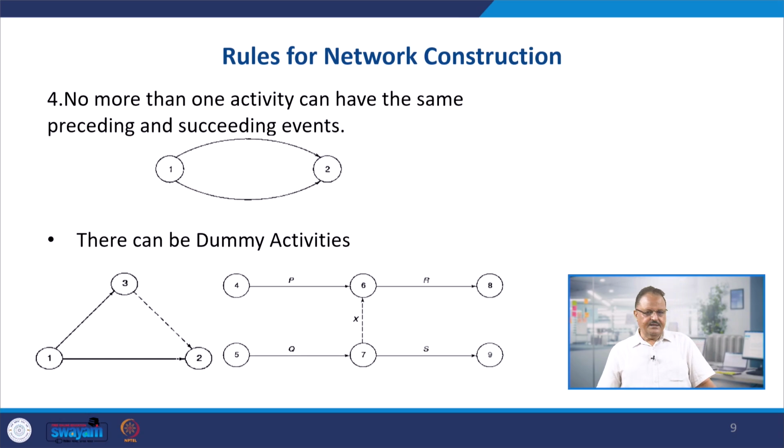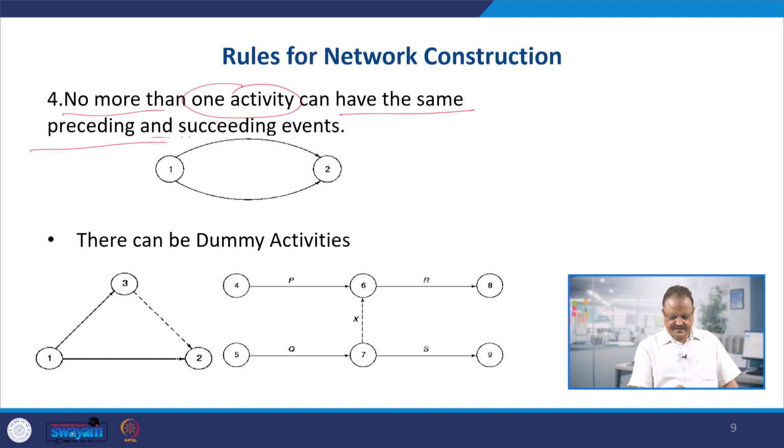Next thing is, no more than one activity can have the same preceding and succeeding events. So, this is also not correct. This is because from 1 to 2, both the activities have the same preceding and succeeding events. This is also not allowed, this is also not possible. So, we have to avoid this.